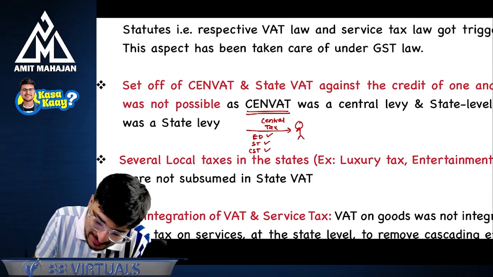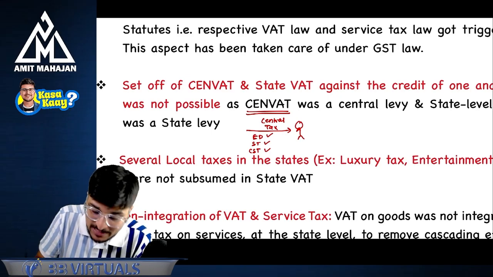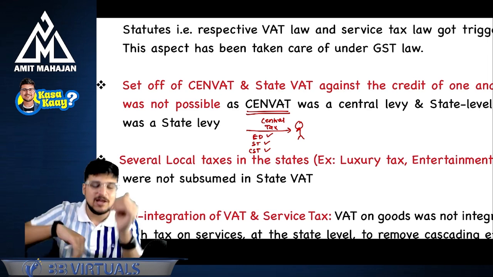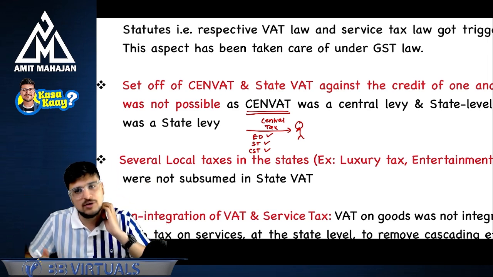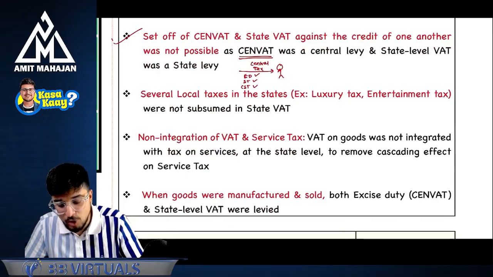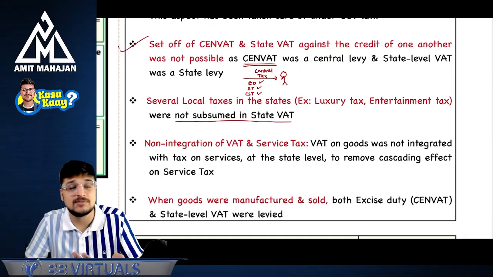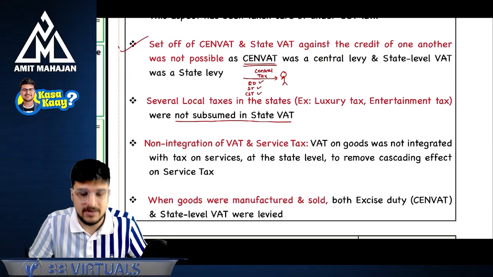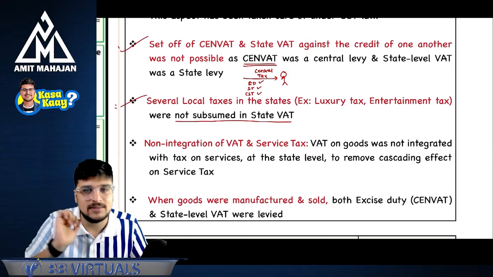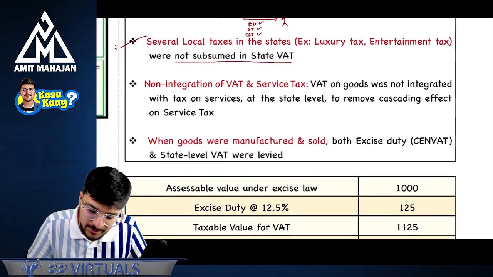So set off of Senvat against the state VAT. Was it possible? No, because my inward was central tax, my outward was state VAT. That's why the set off was not possible. We have already seen this. Several local taxes in the state were not subsumed in the state VAT. Luxury tax was charged additionally, entertainment tax was charged additionally, which were not subsumed under VAT. So there was an additional burden.